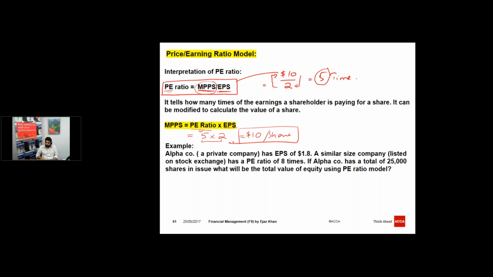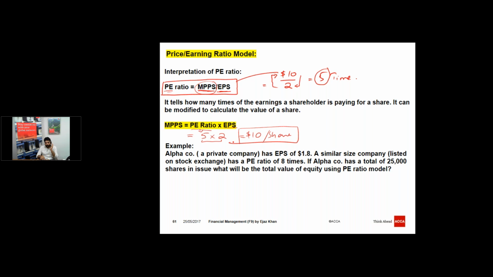So a PE ratio of 5 times means that the investors will be willing to buy the share for 5 times of its earnings. So all you have to do is to multiply the earnings of the company with the price earning ratio to get the value of the company. If you multiply price earning ratio with the total earnings of the company, you'll get the total value of the company. If you multiply it with the earning per share, you'll get the price per share.